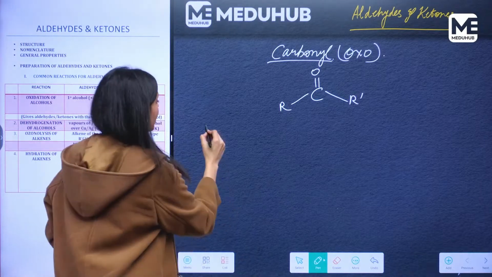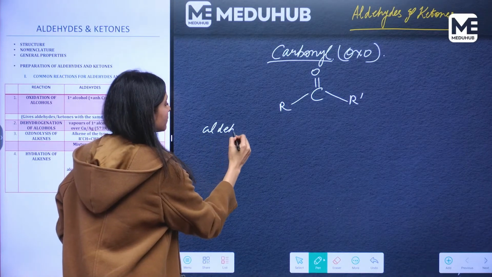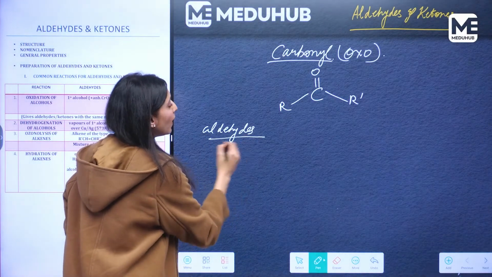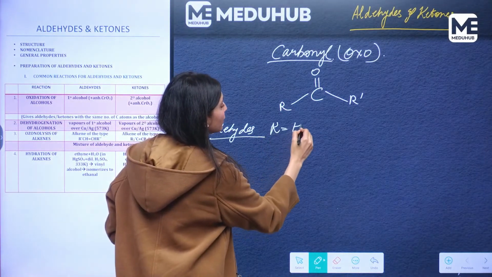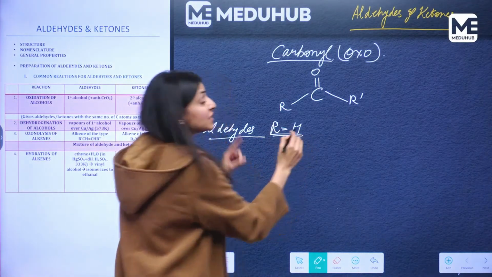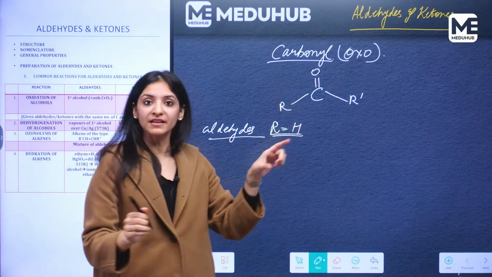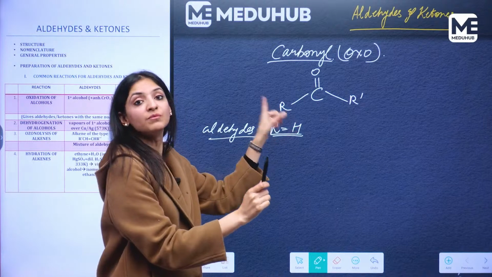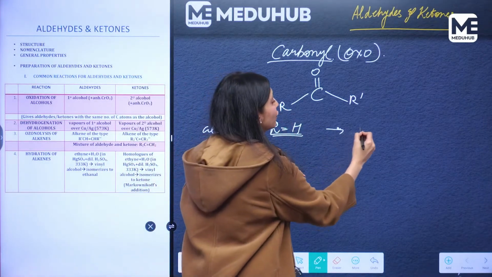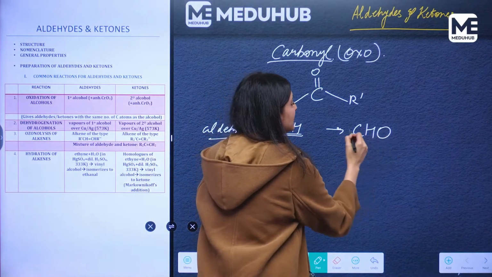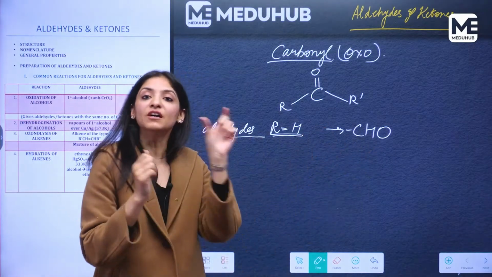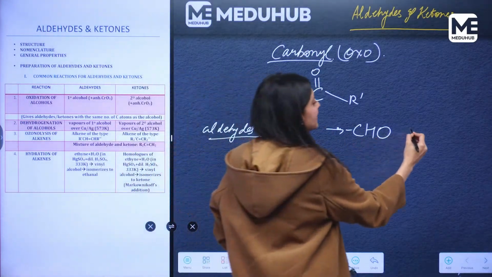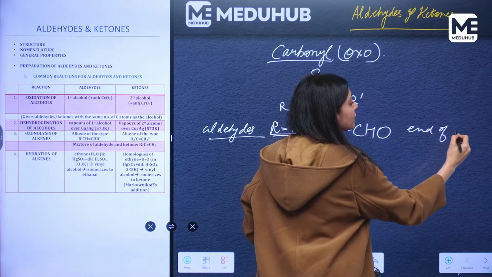In the case of aldehydes, one of these R groups is a hydrogen atom. So this means that out of the four valencies of carbon, one of the valencies is satisfied by a hydrogen atom, which means that the aldehyde group, which can be written as CHO also, is always at the terminal end of a chain. So it is at the end of a chain.